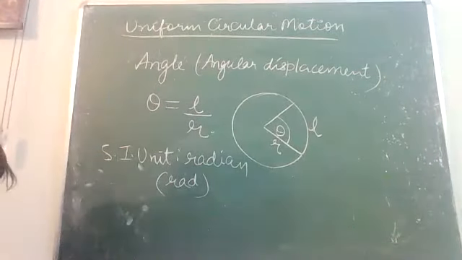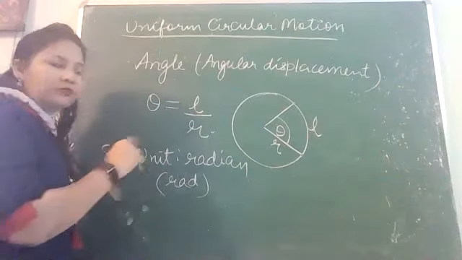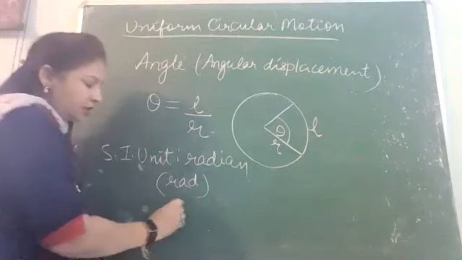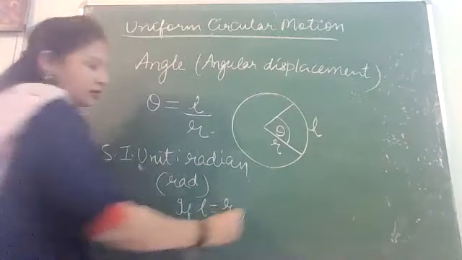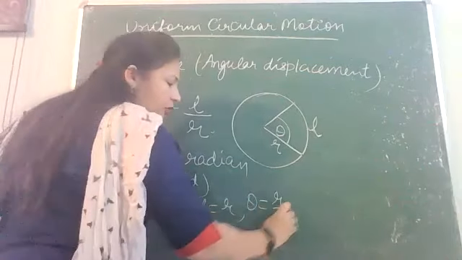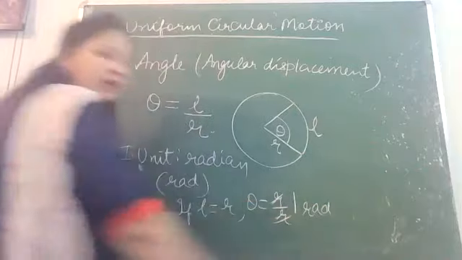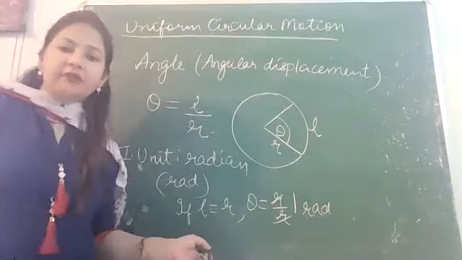Radian is the SI unit of angle. So let us define one radian. Theta will be one when L is equal to R. So if we put L equal to R in the formula, theta will be R upon R. That will be 1. 1 what? 1 radian. So this is how we can connect the things together and define 1 radian.